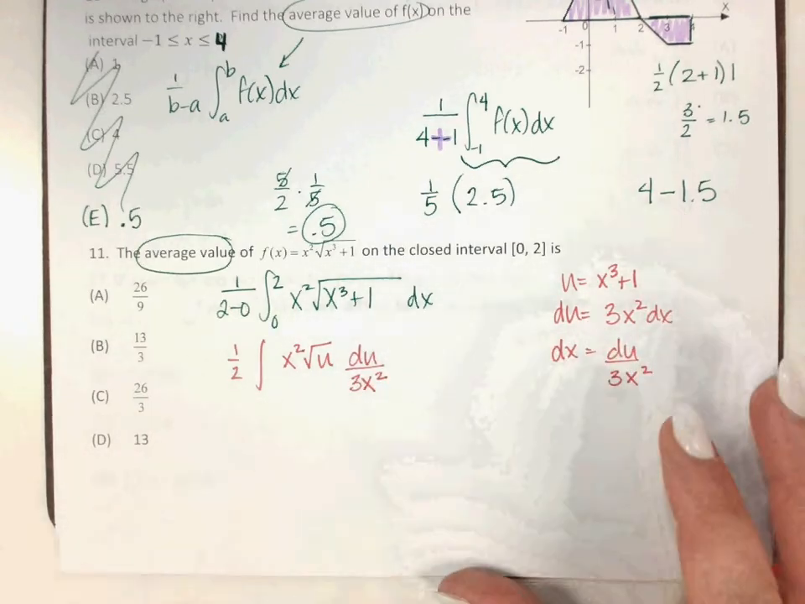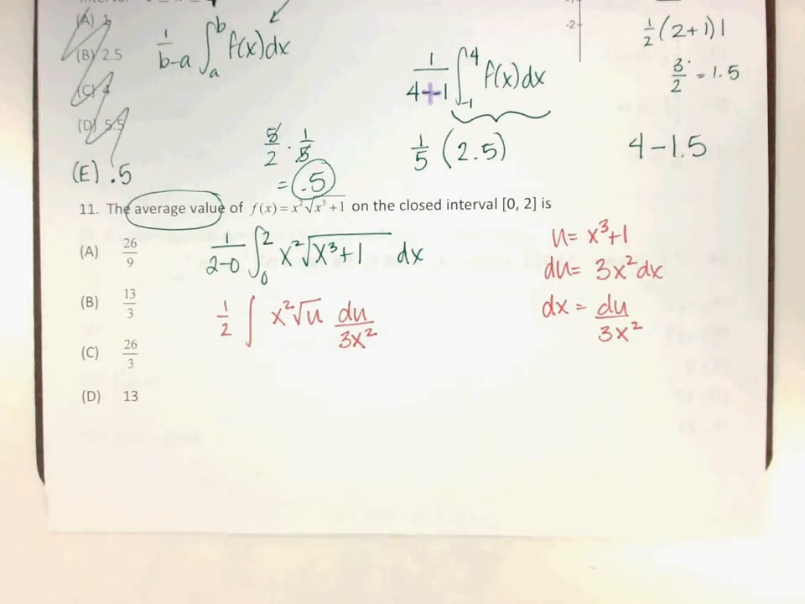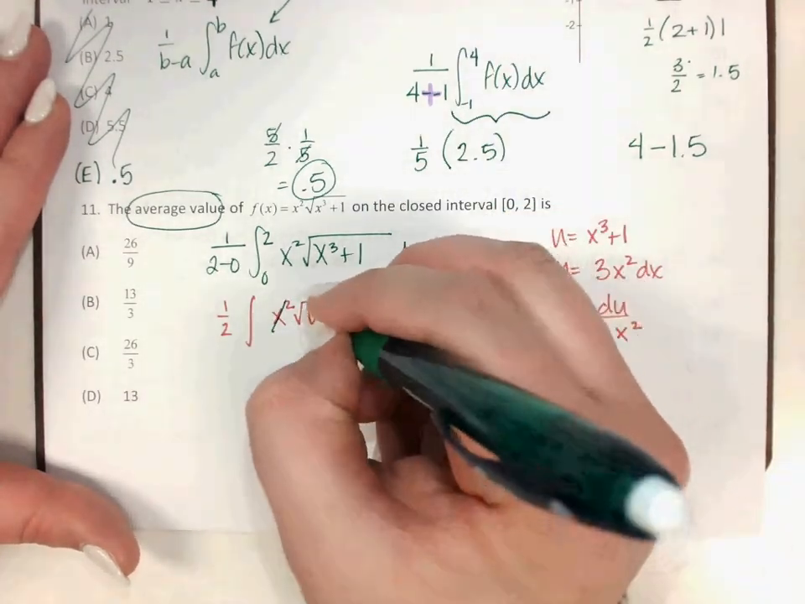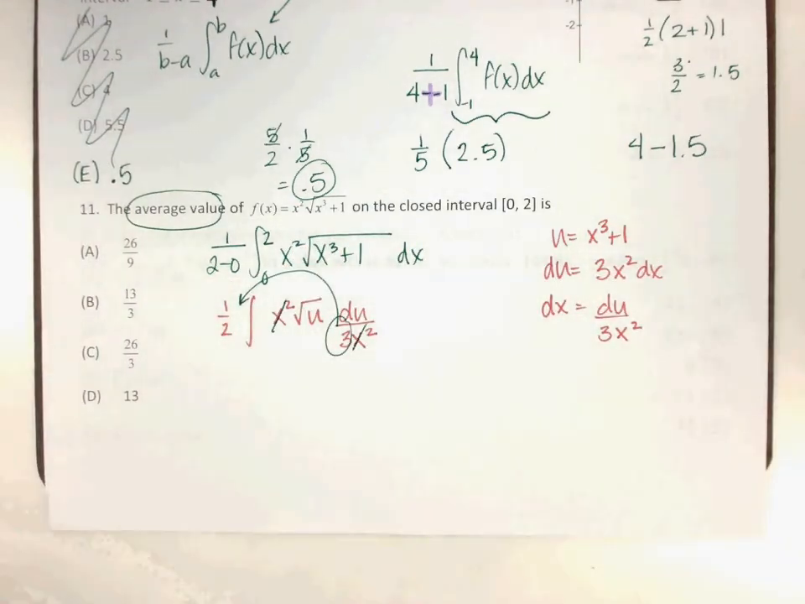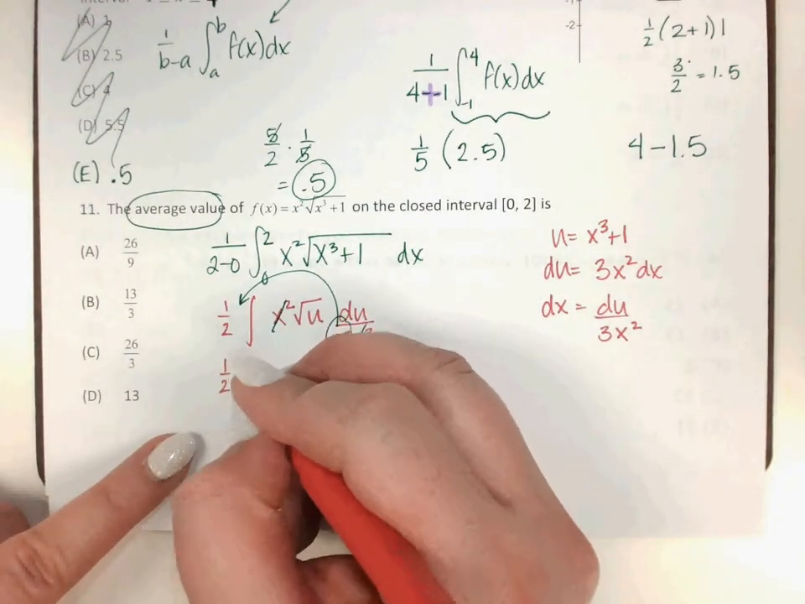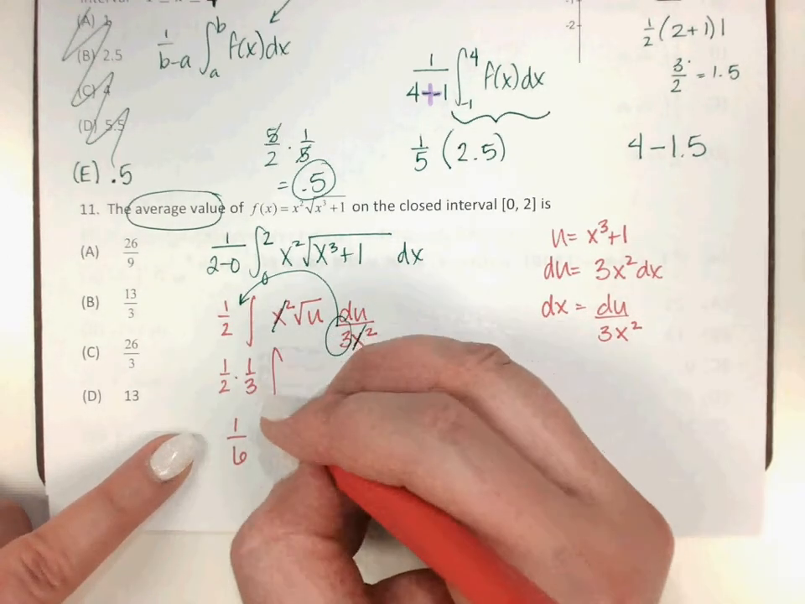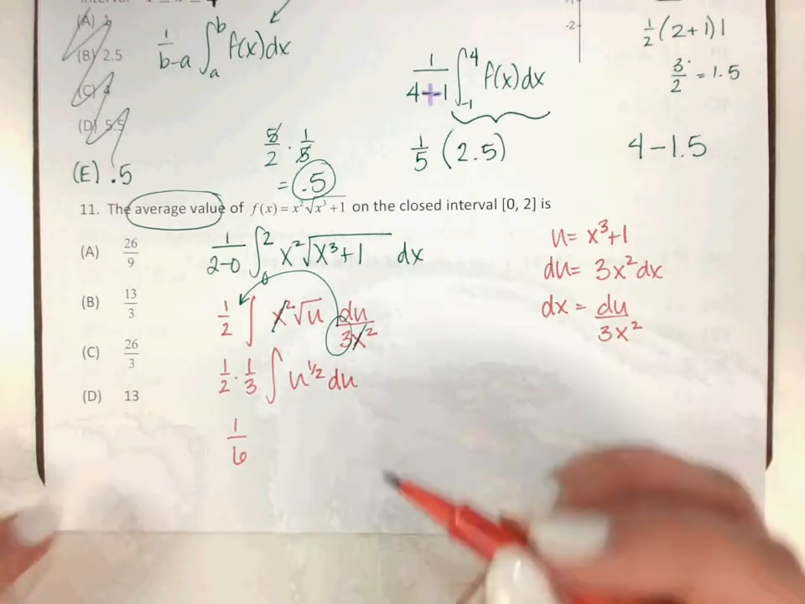Now, real quick, when I pull the 3 out to the front, is it going to be a 3/2? It's 1/3 with a 1/2 though. 1/6. Good job. So one more time if you missed that, my squareds cross out, but then when I pull this 3 to the front as a 1/3, I have a 1/2 and a 1/3. That's really going to be a 1/6. And then I have u to the 1/2 du, since it's a square root.